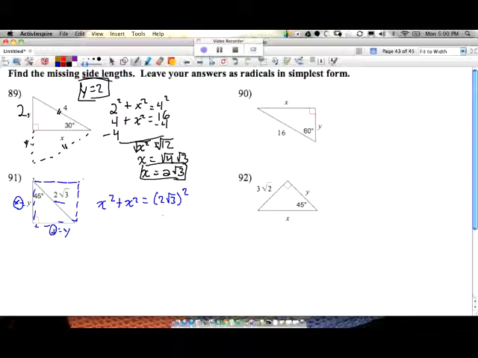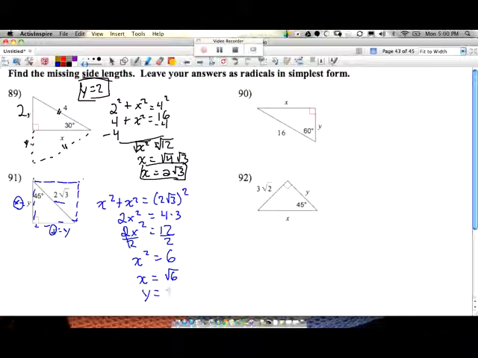Okay, well 2 radical 3 squared would be like 2 squared and radical 3 squared. So that's going to be 4 times 3. And over here I'm going to have 2x squared. So that gives me 12 on the right and 2x squared on the left. Divide by 2, divide by 2. X squared equals 6. X equals square root of 6.